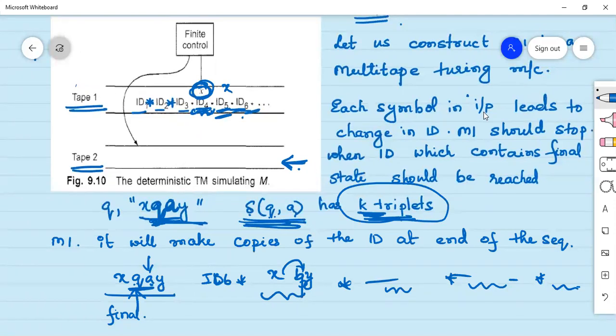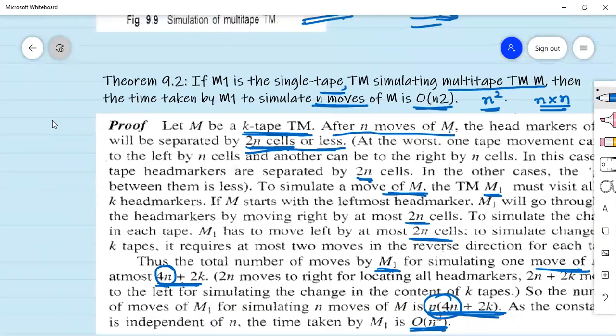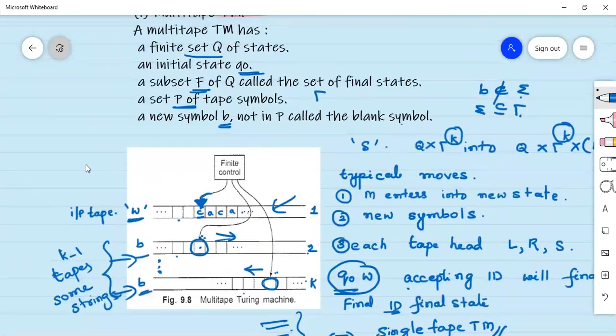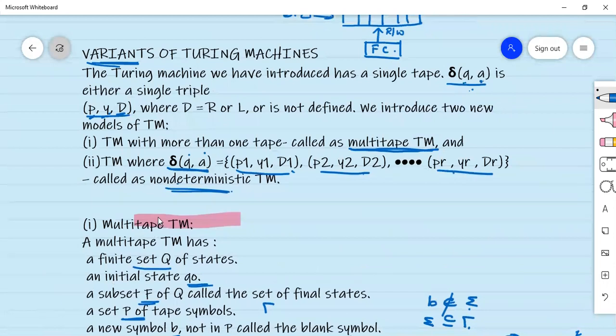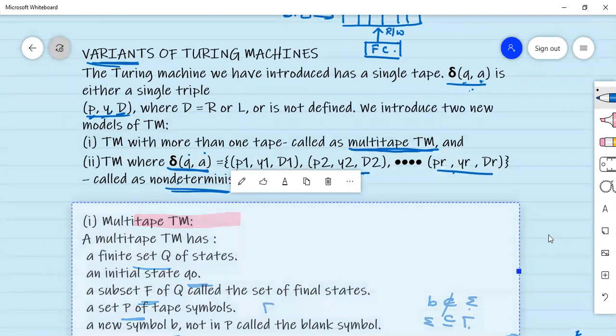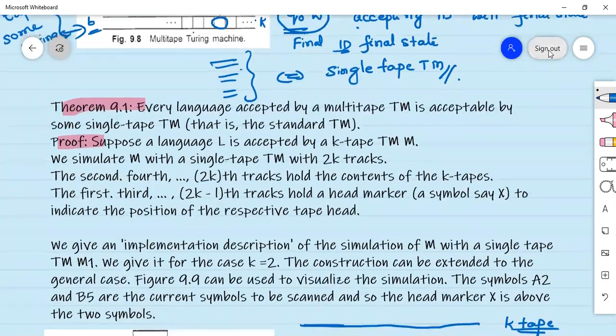Okay, so today what did we see? We started the class with variants of Turing machine. We have two variants of Turing machines that we are talking about today. One is the multi-tape Turing machine and the second one is the non-deterministic Turing machine. In the multi-tape Turing machine, after telling what it is, we saw one example where we start with W in the first tape and the remaining being blank, and these being the typical moves.